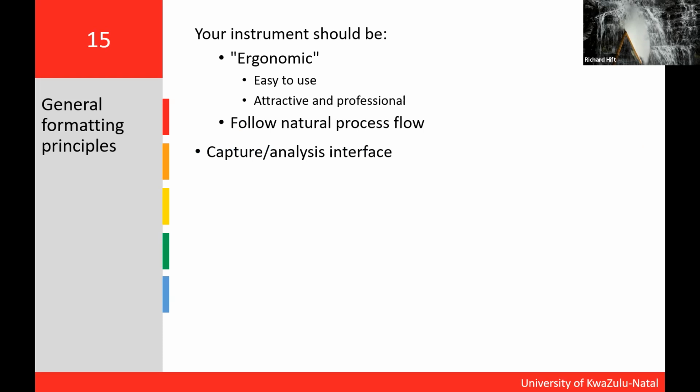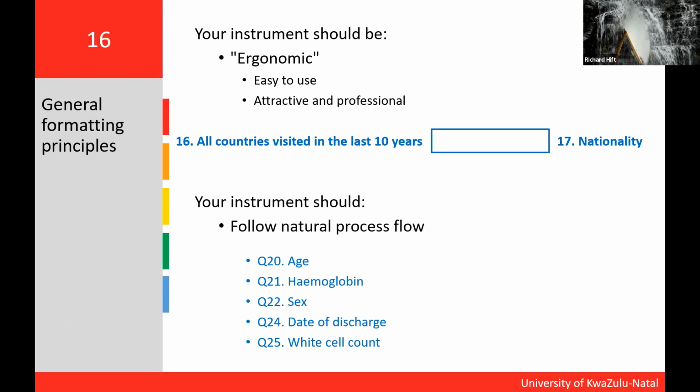Okay. I've also suggested that you follow natural process flow. Right. Here's an example of something that's not natural process flow. This might be your instrument that you yourself are using to collect information out of folders, or your research assistant might be doing it for you. Question 20 says age. So you look at the first page of the folder and you write that down. Question 21 says hemoglobin. So you riffle through 30 laboratory forms and find it and write it down.